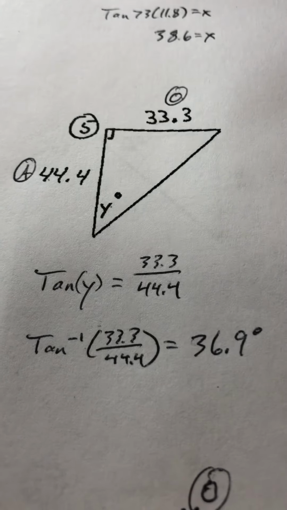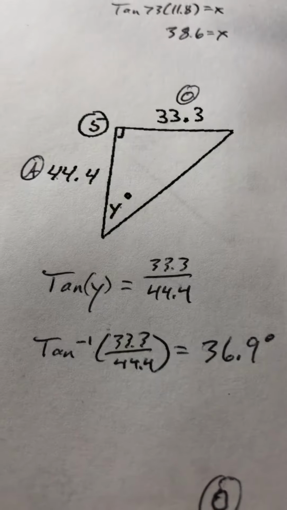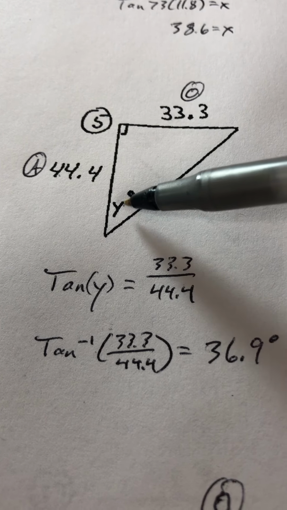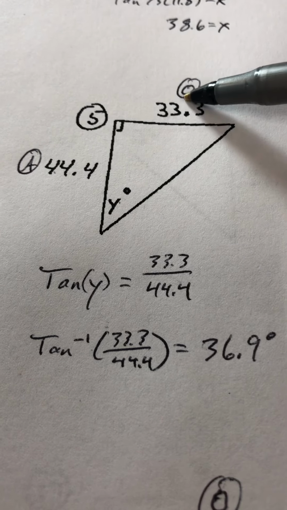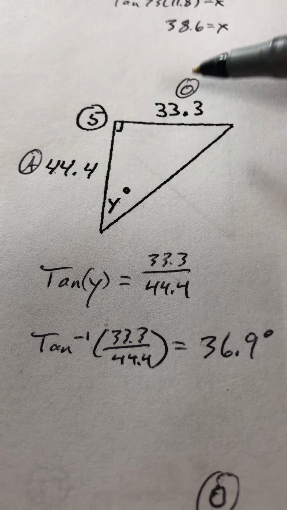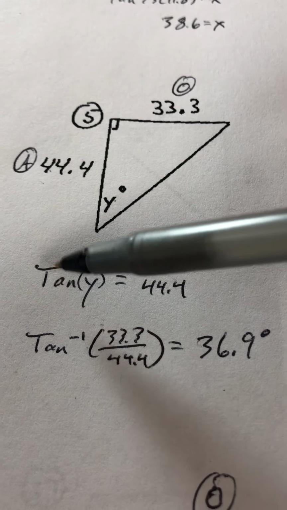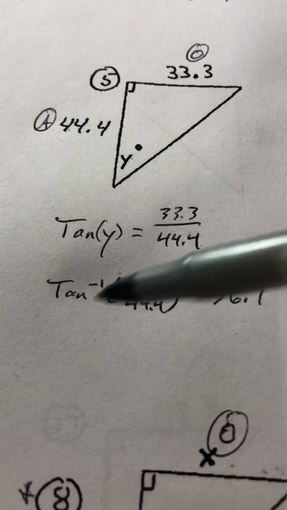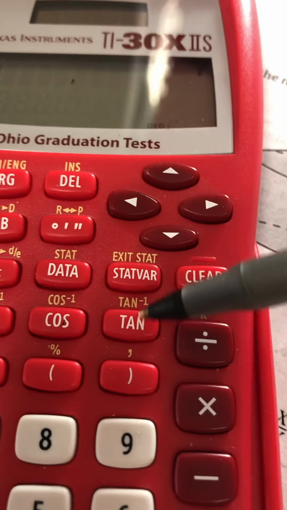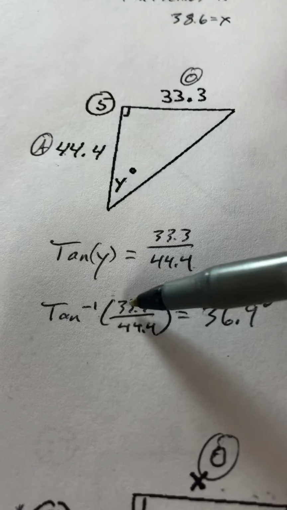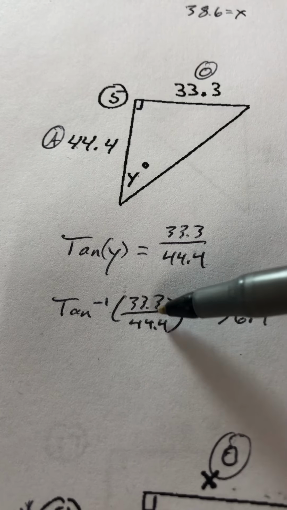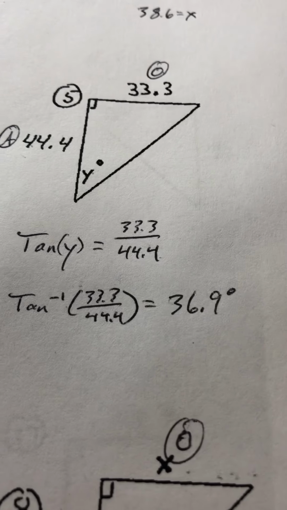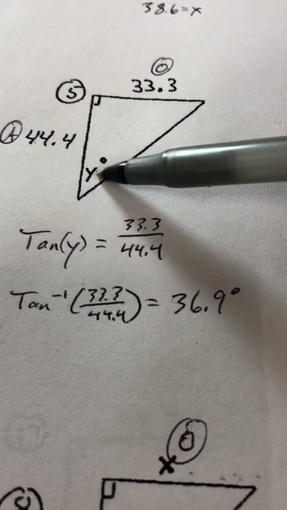Okay. For number 5. From this perspective of y, I want to know what y is. I know the opposite, and I know the adjacent. So OA is TOA, tangent. The tangent of y is going to equal the opposite over the adjacent. So I have to use that second function tangent, and just put it in parentheses, 33.3 over 44.4, and you get 36.9 degrees.